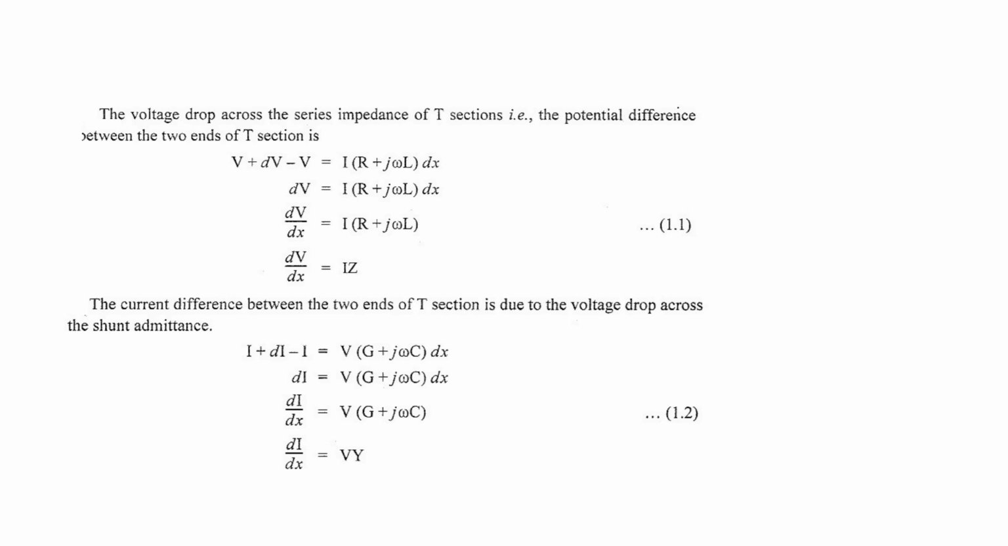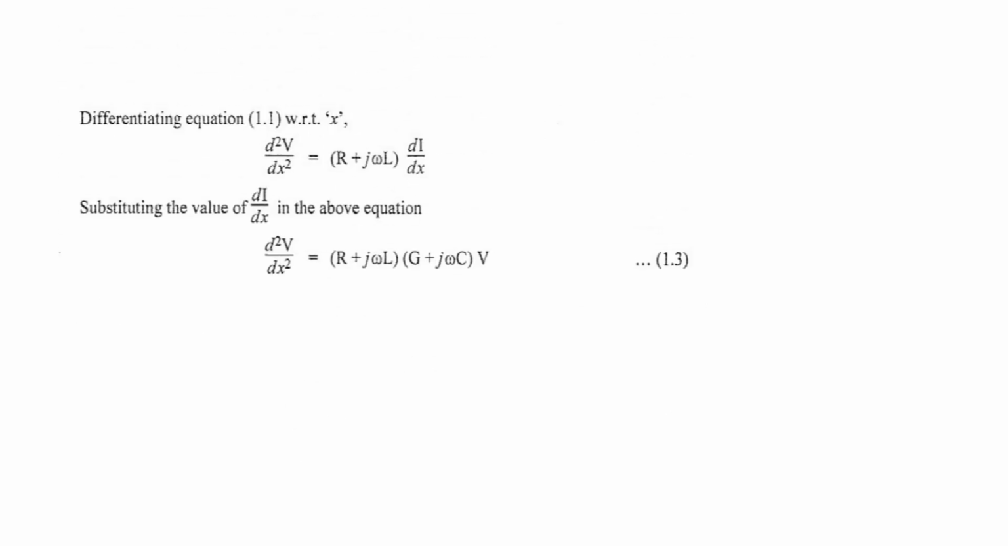dV by dx equals I into Z. This is the first equation. dI by dx equals V into Y. This is the second equation. The next step, we have to differentiate the first equation with respect to x. So differentiating the first equation with respect to x gives d square V by dx square equal to (R plus j omega L) into dI by dx.